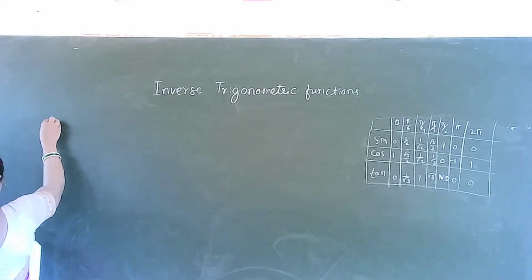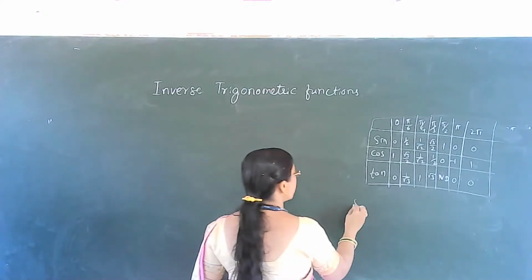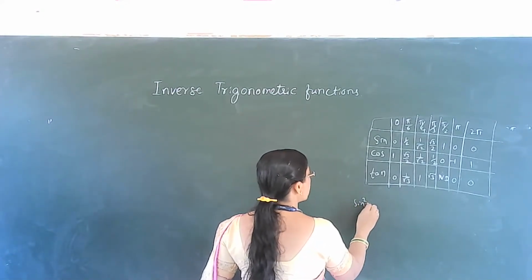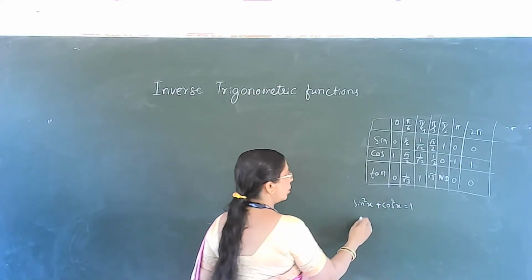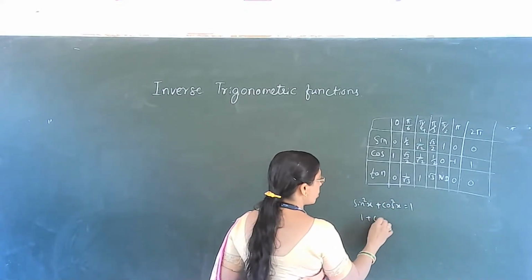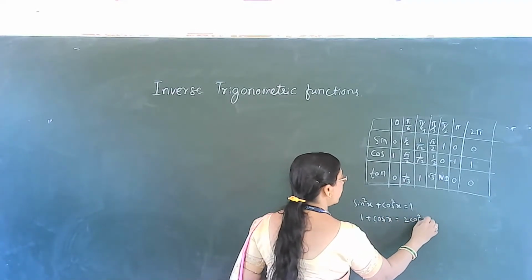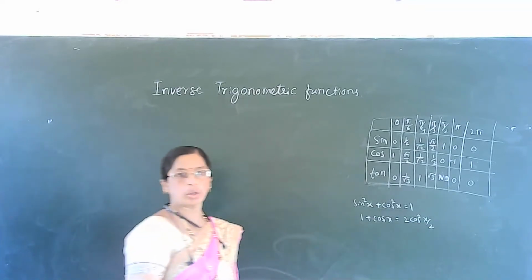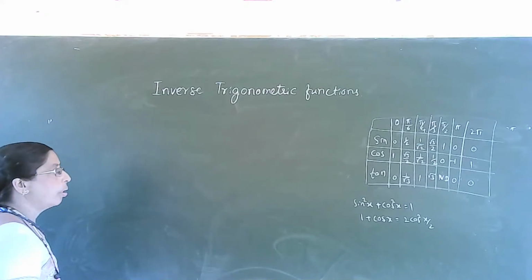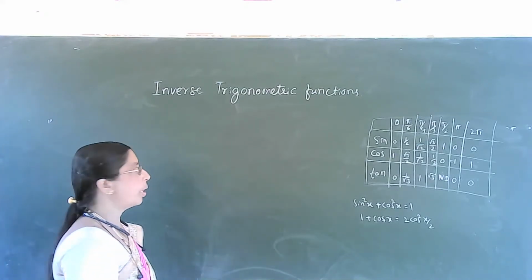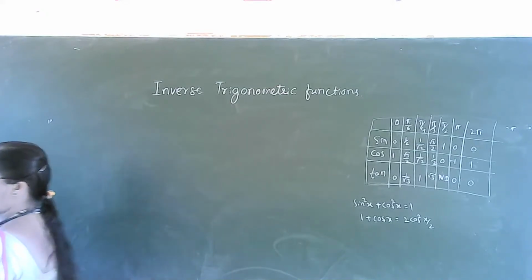First, and again the identities also: sin square x plus cos square x is equal to 1, then 1 plus cos x is equal to 2 cos square x by 2, etc. These identities you learned in the first PU class, so also remember or record them here. Then I will solve some problems on this.